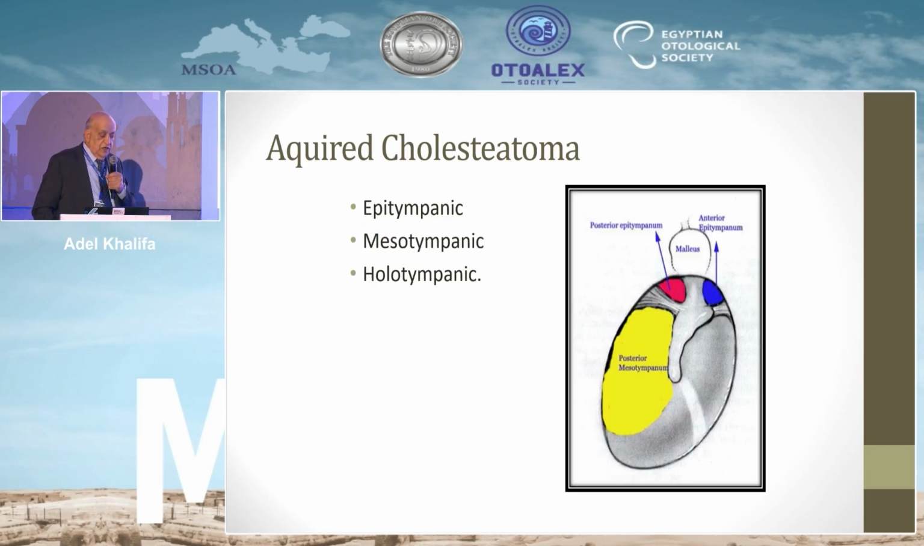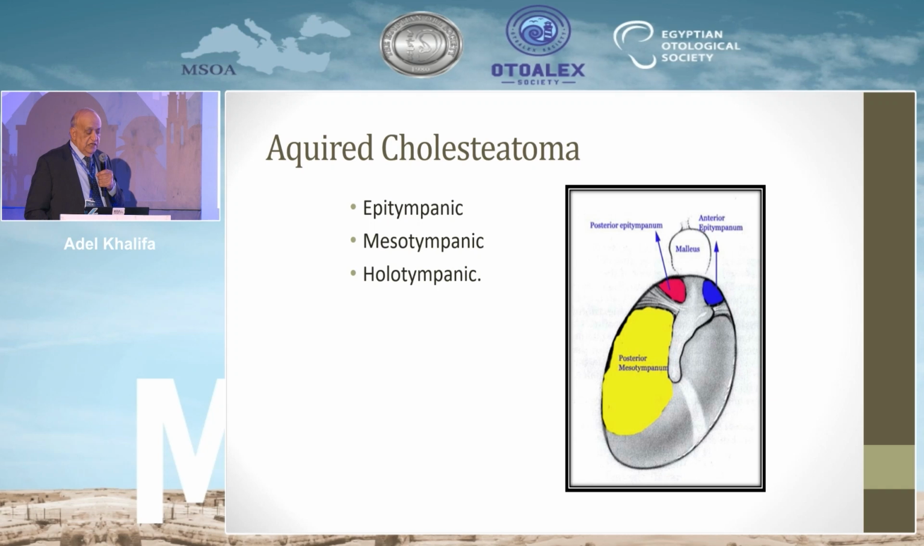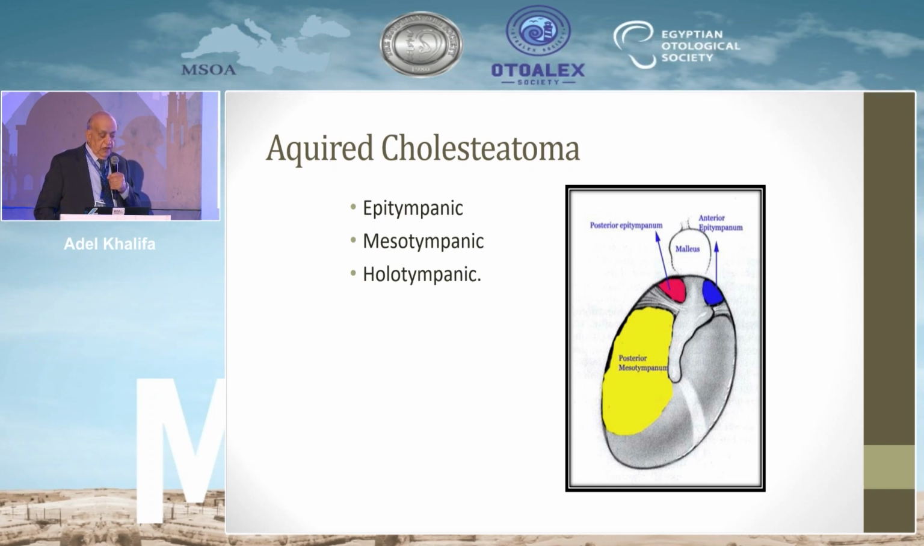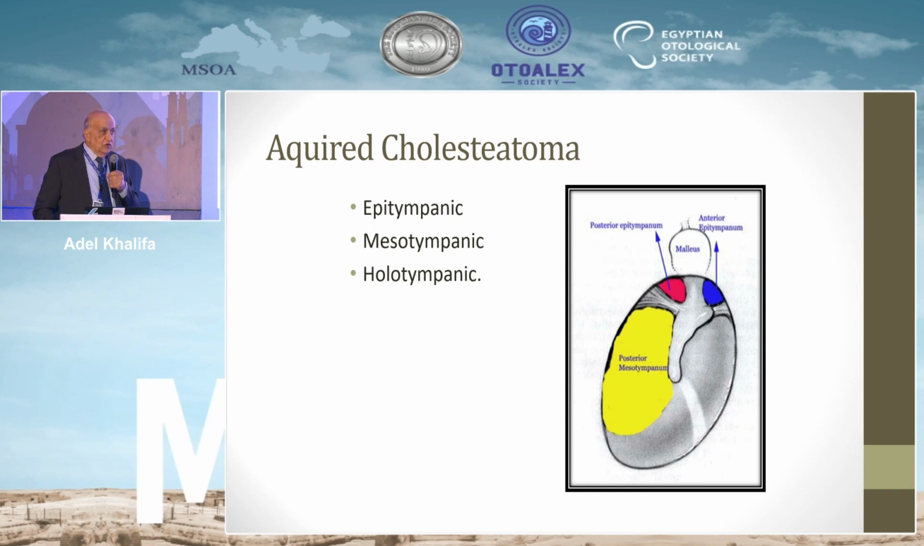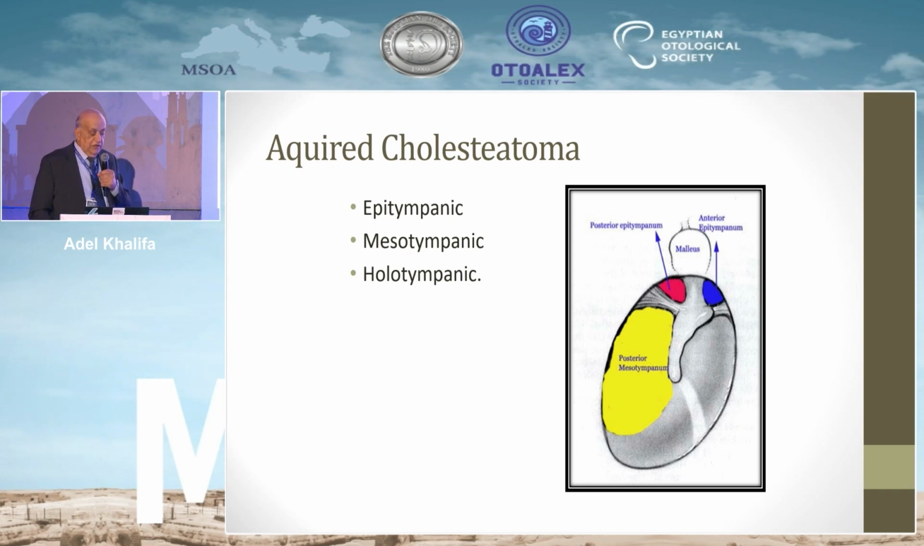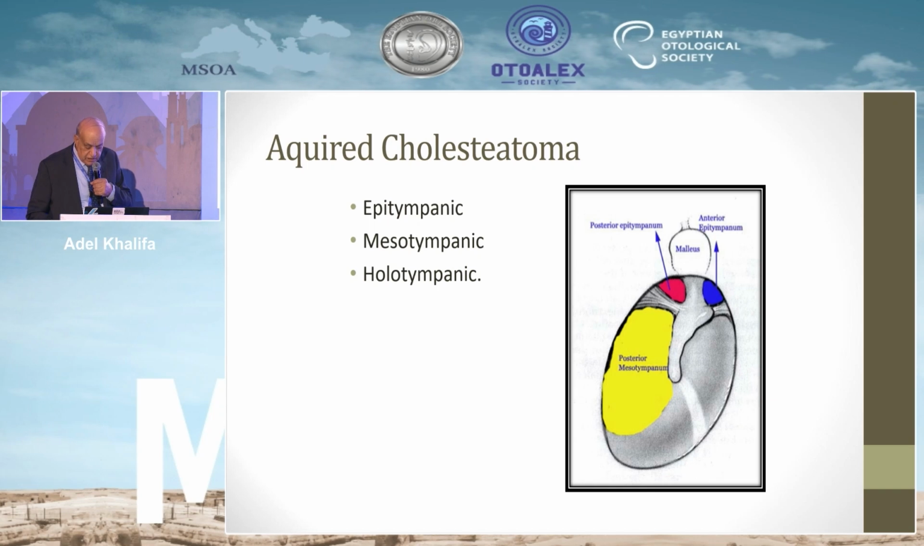The acquired cholesteatoma is classified in its management into three types, either epitympanic or attic cholesteatoma. This attic cholesteatoma may be anterior attic or posterior attic or superior attic. The cholesteatoma inside the middle ear is called the mesotympanic cholesteatoma, and the cholesteatoma filling the mastoid and the middle ear is called the holotympanic cholesteatoma.